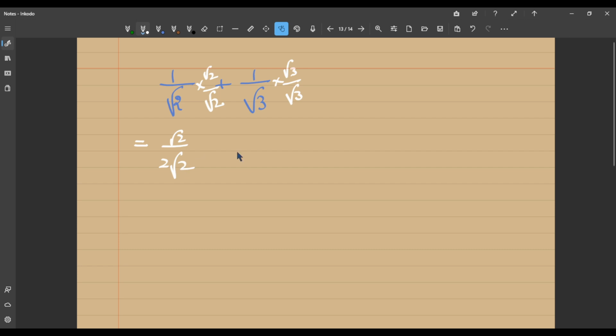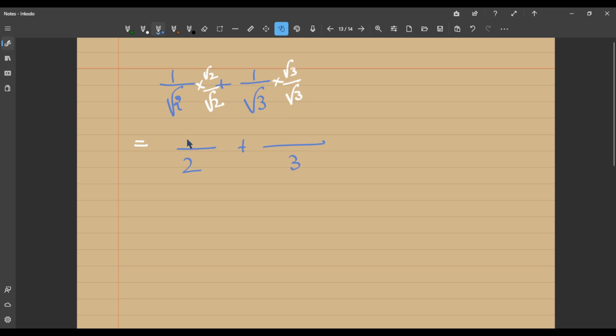Of course, it does not alter the value. I'm sorry, I'm going wrong. This is not the case. Of course, you would know by now, the purpose was rationalization of the denominator. So, root 2 into root 2 is 2, isn't it? Similarly, the denominator here, root 3 into root 3 is 3.